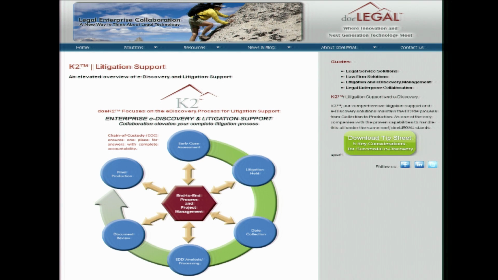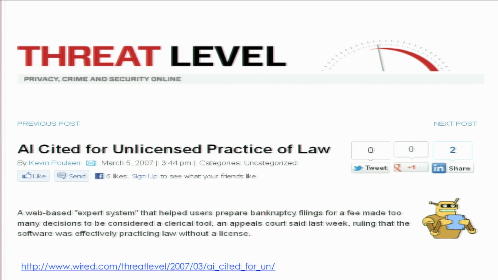AIs have been used throughout the legal profession, from discovery all the way through trial. And in fact, it's been used primarily for administrative tasks. And you might ask, can't AIs do deep legal reasoning? And the answer to that would be absolutely. But in 2007, an AI was cited for the unlicensed practice of law, and they had to pull the site from the web. And we may see this kind of guild behavior going on in medicine as well.